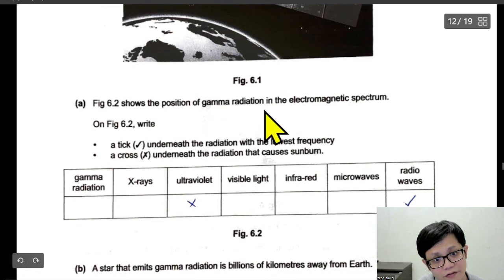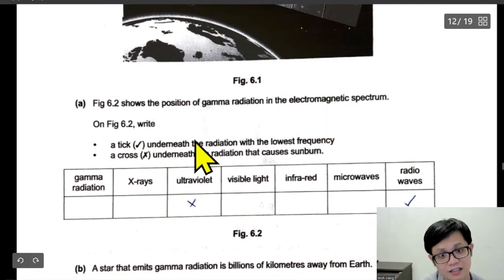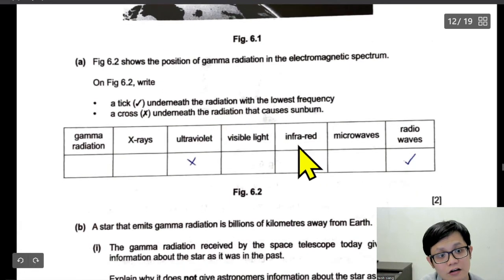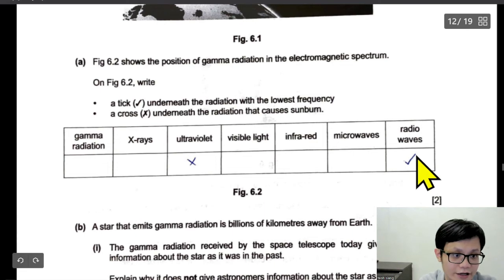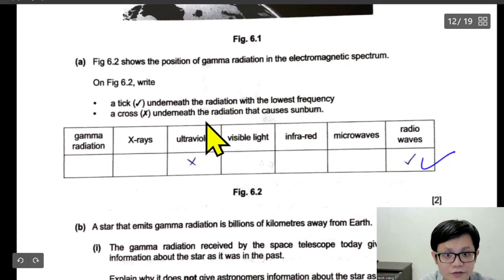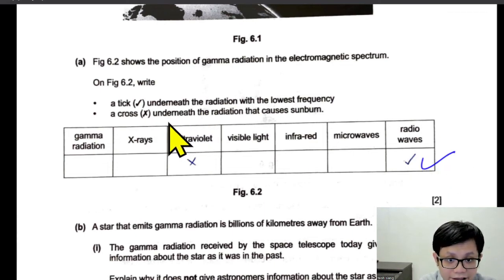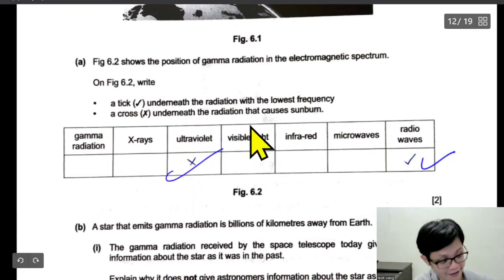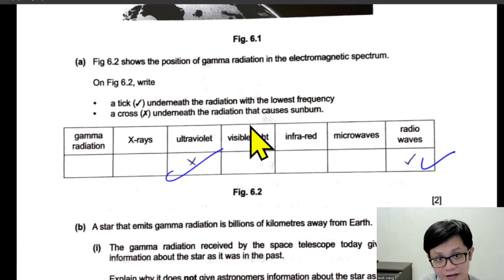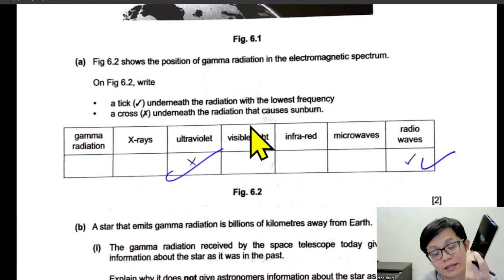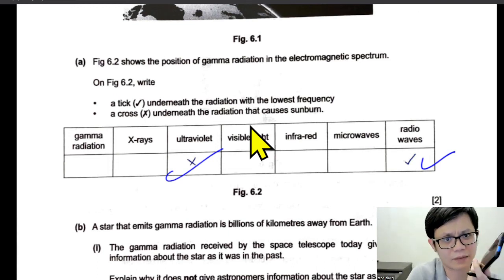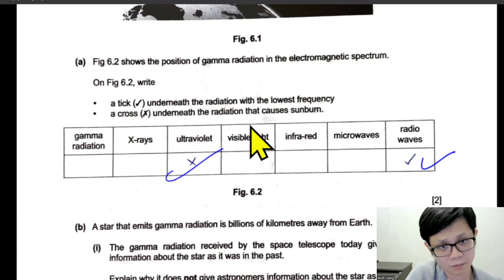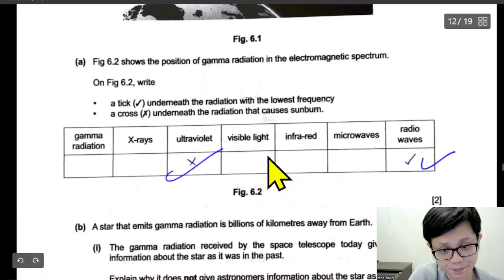Show the position of gamma radiation in the electromagnetic spectrum, figure 6.2, and tick in the right place under radiation. The lowest frequency is radio wave, you just need to memorize it. The radiation that causes sunburn is ultraviolet light. The sun produces ultraviolet light, and you can even see in your weather app how much ultraviolet light is happening in your area.